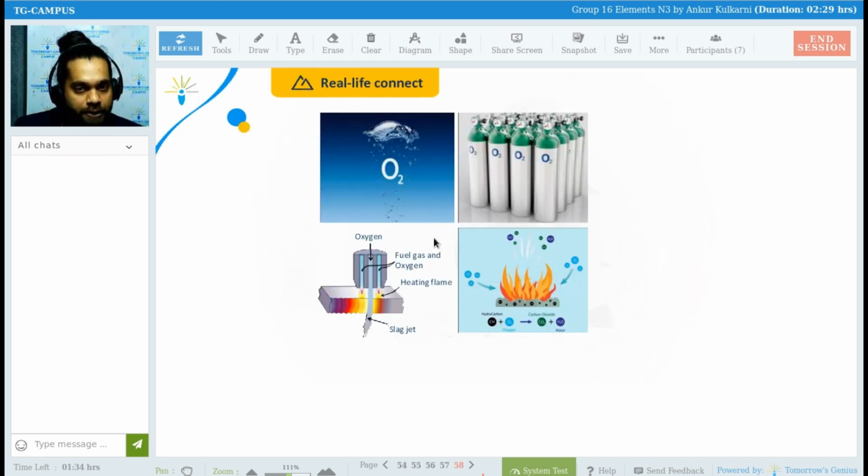So group 16, what is the first element? Yes, first element of group 16. Oxygen is the first element, and we all know how important oxygen is, isn't it?